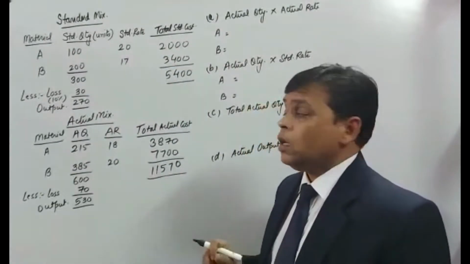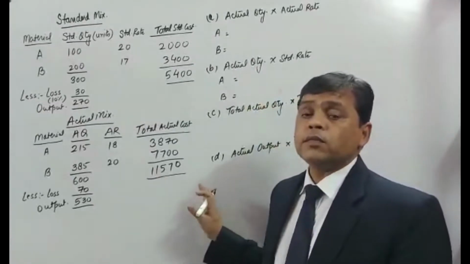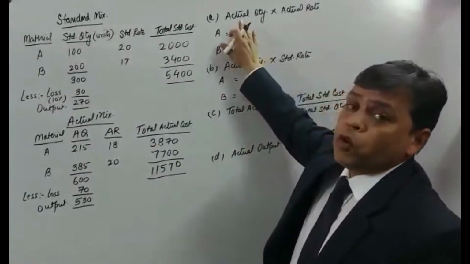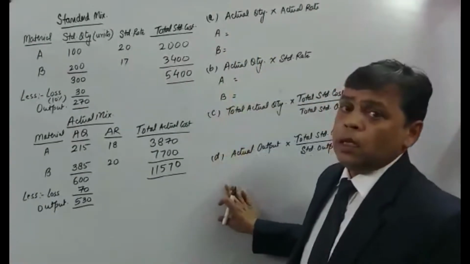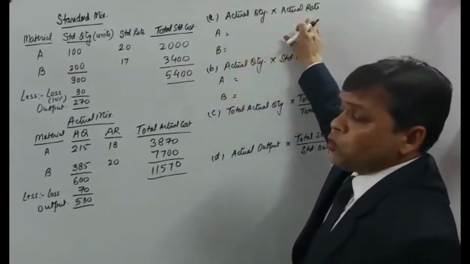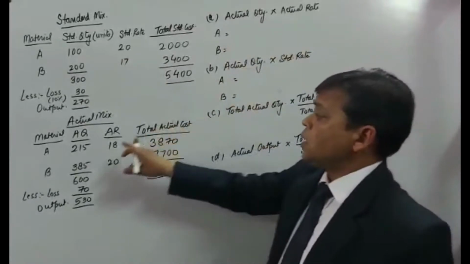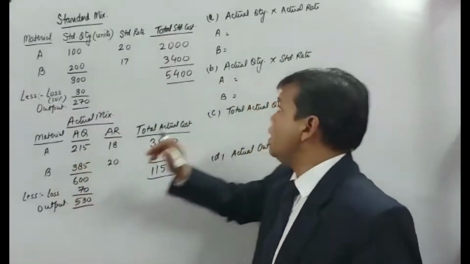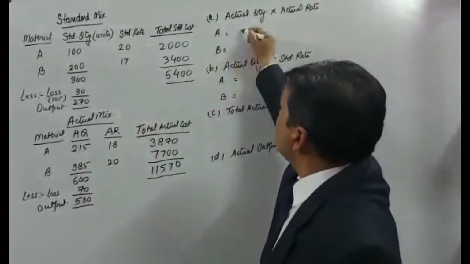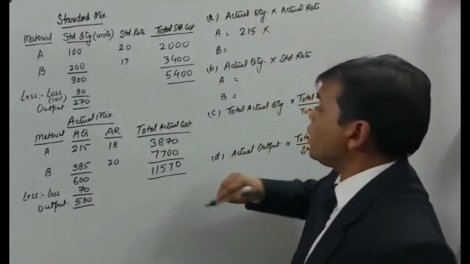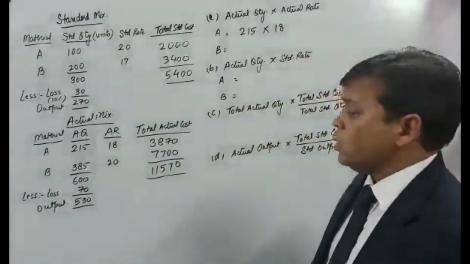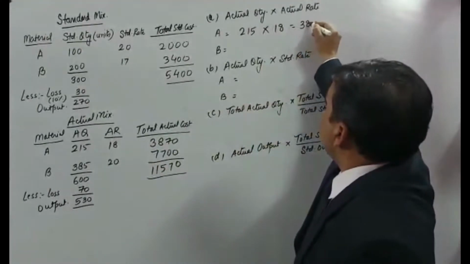Once you have calculated the total standard cost and the total actual cost, we use our methodology for solving the material variances. We have to calculate four parts: A, B, C and D. In A, we calculate actual quantity into actual rate. There are two types of material, A and B. For A, the actual quantity is 215 units and the actual rate is 18 rupees per unit, so 215 multiplied by 18 gives you 3870.